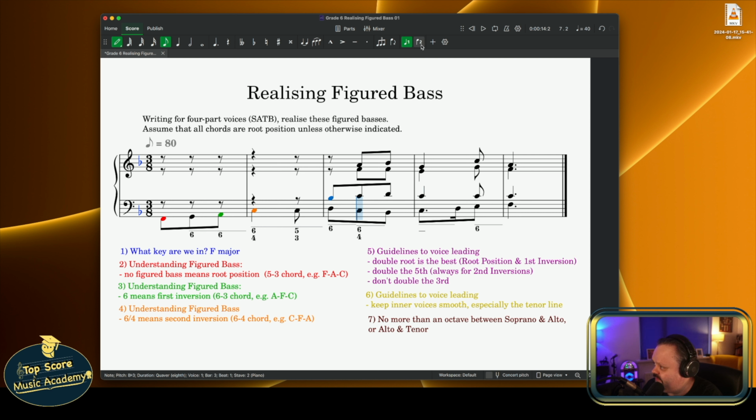And also a smooth alto line as well, if we put the F right there. And of course, the best note to double in root position and first inversion chords is the root of the chord. So the B flat, this is a B flat, D, F chord. So B flat would be the best one to double. So there we go. I'm just keeping an eye out for consecutive fifths and octaves as I do this.